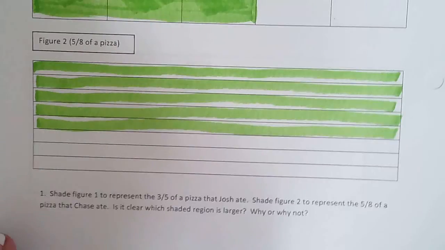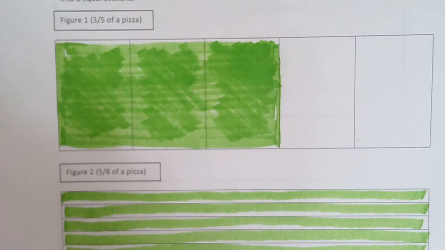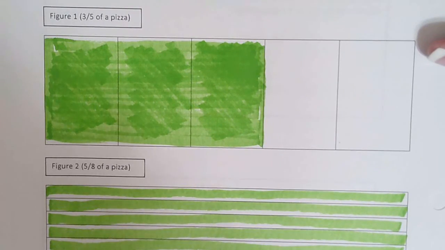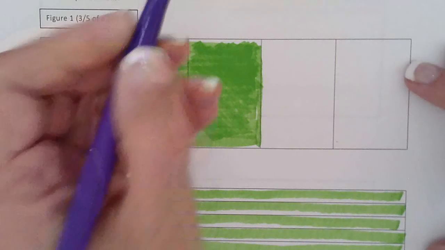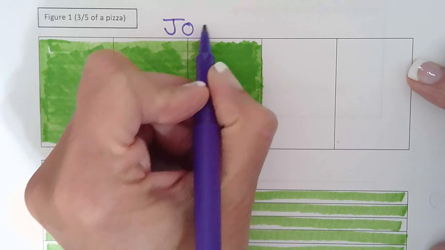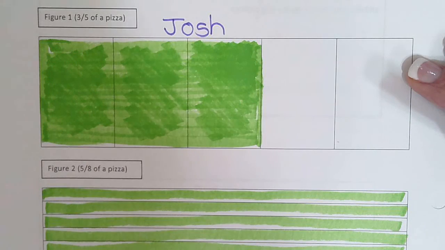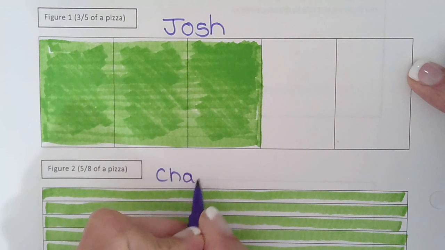So shade figure 1 to represent the 3/5 of the pizza that Josh ate. So let's go ahead and write Josh down there. This looks really blurry. I'm going to fix it a bit. There we go. So this is Josh. And shade figure 2 to represent the 5/8 of a pizza that Chase ate. So this is Chase.